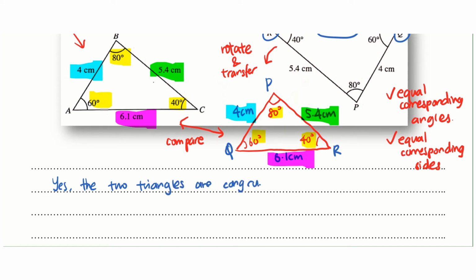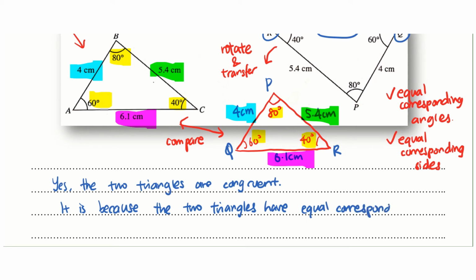And the reason for it to be congruent is because the two triangles have equal corresponding angles and, very important to mention both things, equal corresponding sides. So this is how we identify whether two triangles are actually congruent or not.